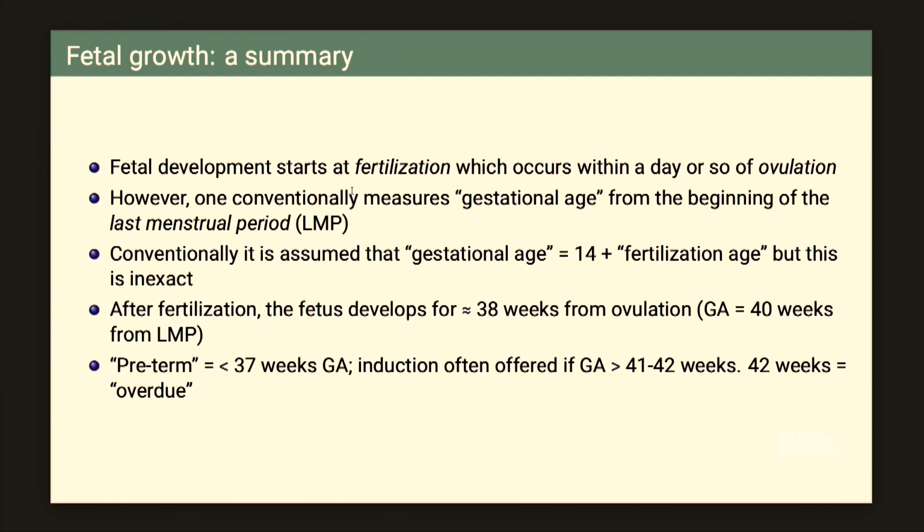Conventionally, it's assumed that gestational age is fertilization age plus 14 days, but that's not quite exact. After fertilization, typically the fetus develops for about 38 weeks from ovulation, which is 40 weeks from LMP. So 40 weeks is regarded as term, and anything from 37 weeks and above is regarded as term. Birth before 37 weeks is regarded as preterm. If GA is more than 41 or 42 weeks, the baby is regarded as overdue, and often induction is offered. Otherwise, there can be complications. So that's a quick summary.